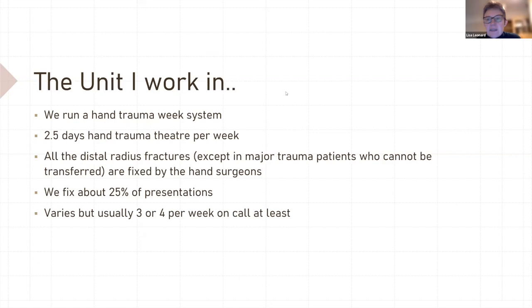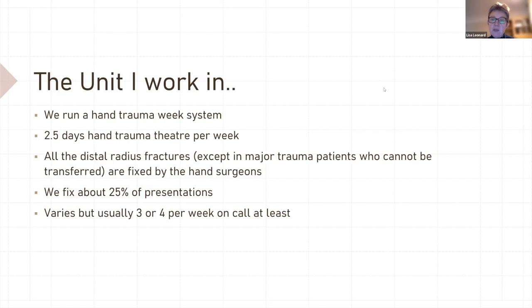Perfect. Brilliant. Okay. So I just thought I'd give you a little bit of a heads up because I do work in quite an unusual unit. I don't think there's many units in the country that work as we do. We run a hand trauma week system where we are fortunate enough to have 2.5 days of hand trauma theatre per week. All the distal radius fractures come to us and the hand surgeons do them all, apart from the very occasional major trauma patient who can't be transferred up to our unit, which is away from the main hospital. We fix about 25% of all distal radius fractures that come to us. So we don't fix everybody by any means, and that means that each week you're on call, you're fixing at least three or four.